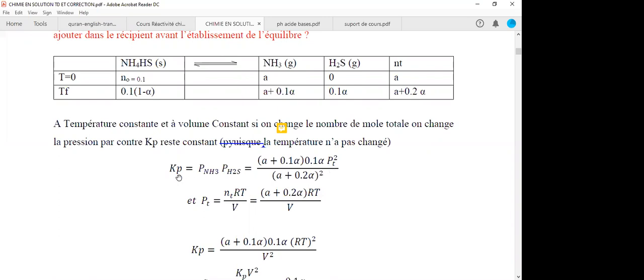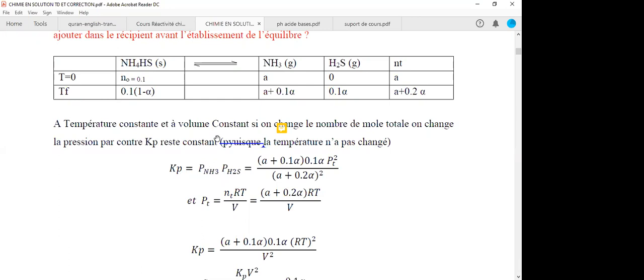Okay. Kp is given by what? P of this one, NH3, times P of this one. Since in this reaction we only have two gases, and Kp is only dealing with gases. So Kp is only dealing with what? Kp is only dealing with gases. So this means that we are going to say the partial pressure of this gas times the partial pressure of this gas is equal to Kp. So what is the partial pressure of this gas, NH3?